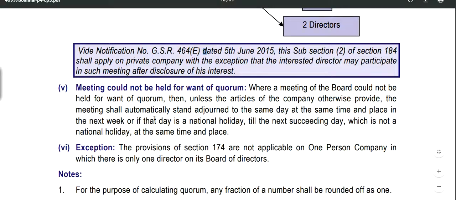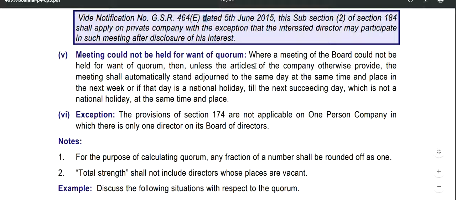Next comes, meeting could not be held for want of quorum. Where a meeting of the board could not be held for want of quorum, then unless the articles of the company otherwise provide, the meeting shall automatically stand adjourned to the same day at the same time and the same place in the next week, or if that is a national holiday, till the next succeeding day which is not a national holiday at the same time and the place.